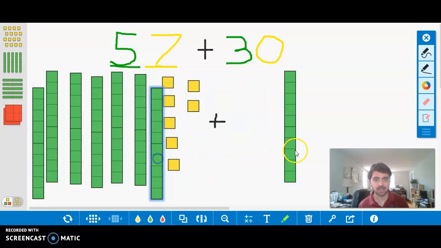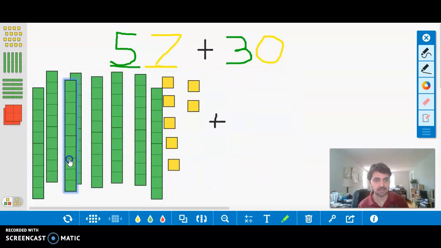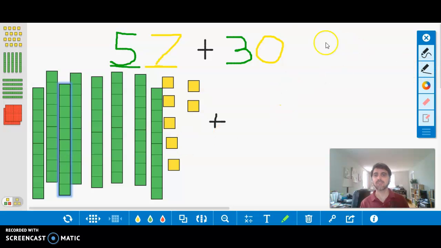I'm gonna add this one here. See if I can squeeze this one in here. Okay, so 57 plus 30 equals, let's find out how many 10s do I have now.